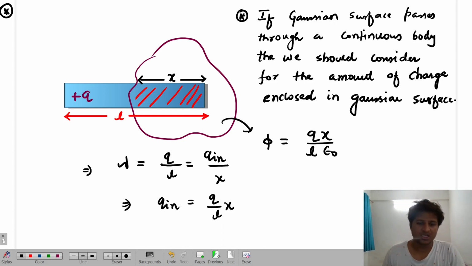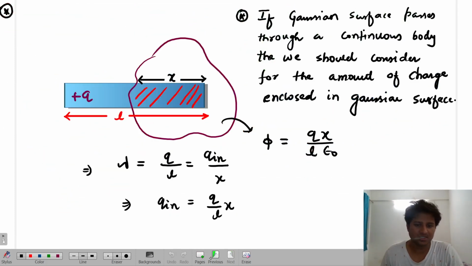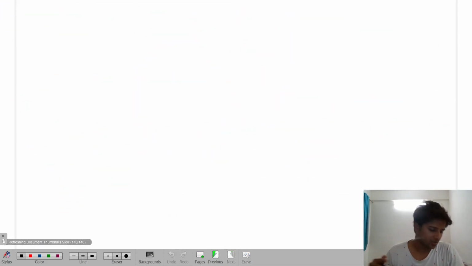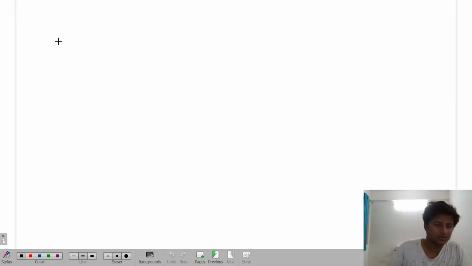Okay? So these are some of the rules of Gauss law which we utilize to understand so much about the electric field or fluxes through the given surfaces. Okay? Yes. So let us solve some problems based upon these, and then we'll move back. Okay, question.